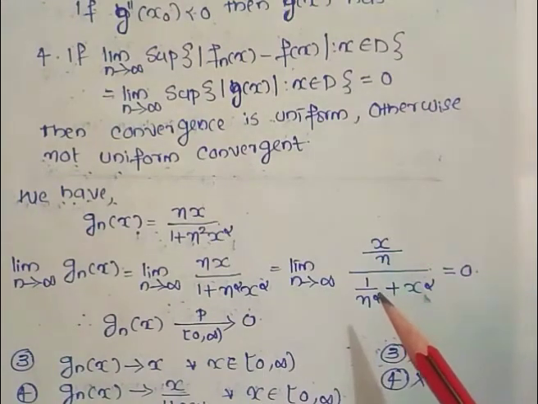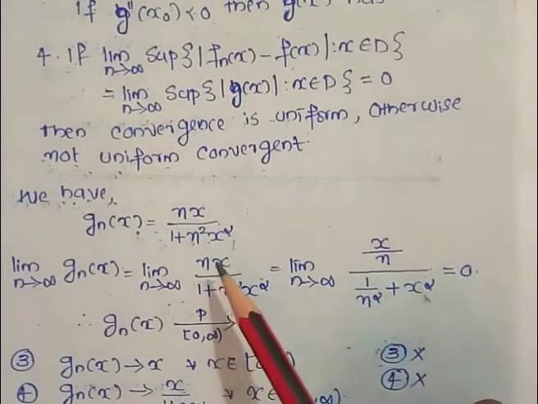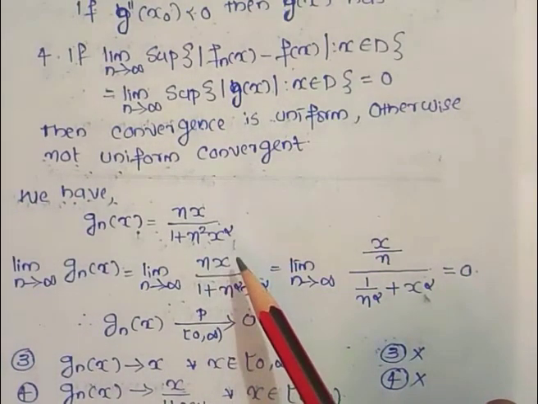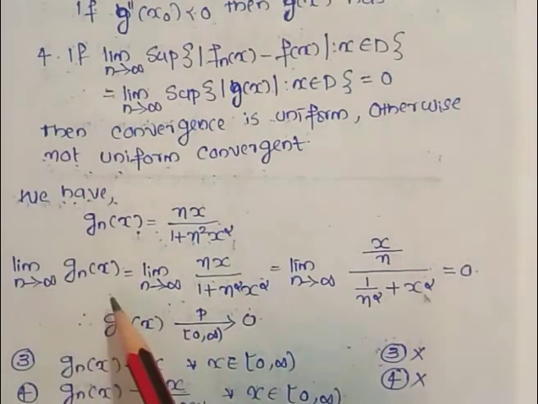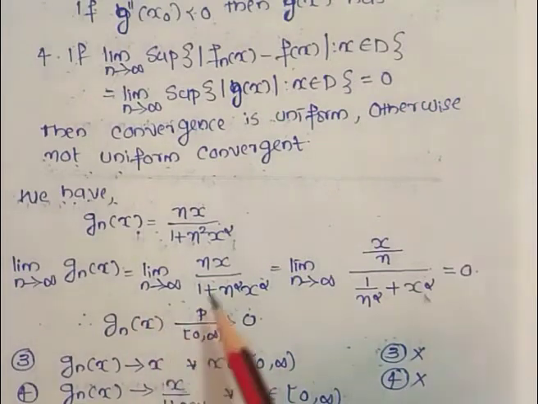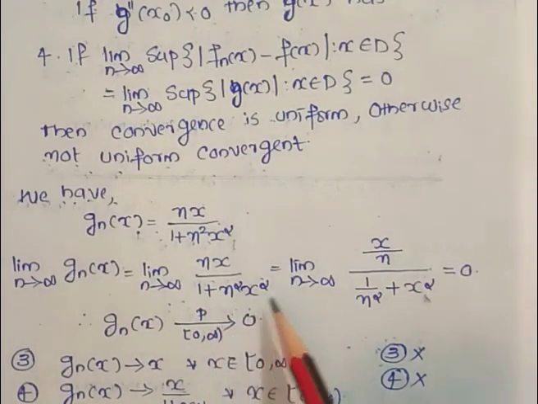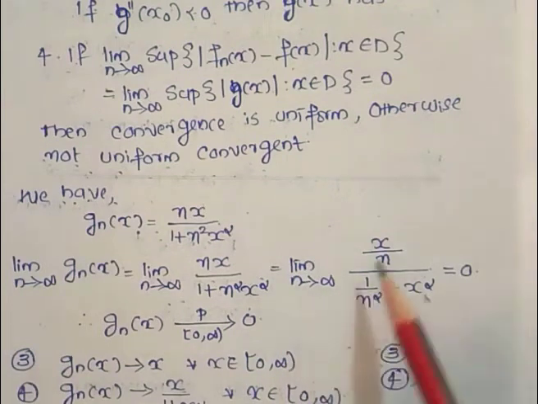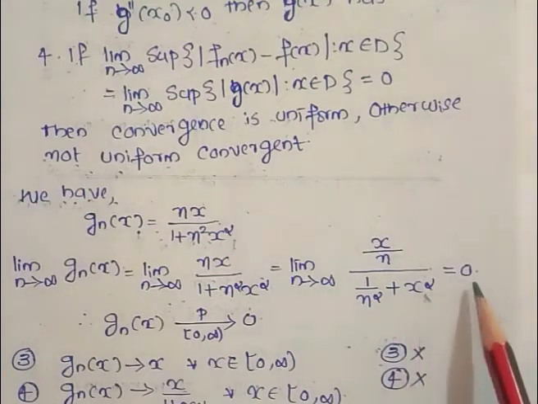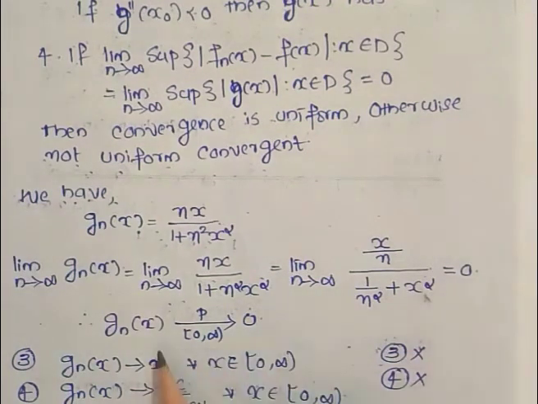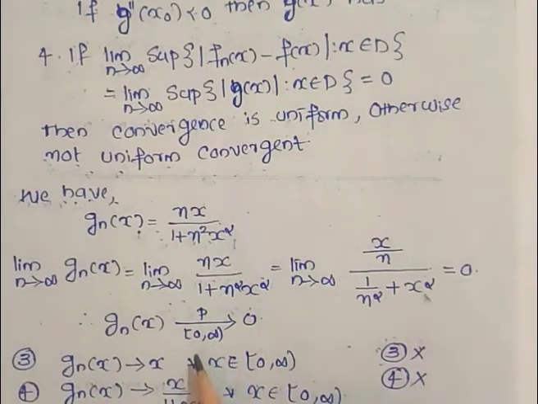Now we go to the question. We want to find the pointwise limit function. We have Gn of x is equal to nx divided by 1 plus n square x square. To find the pointwise limit function, limit n tending to infinity Gn of x, which is equal to limit n tending to infinity nx divided by 1 plus n square x square, which is equal to limit n tending to infinity (x divided by n) whole divided by (1 divided by n square plus x square), which is equal to 0. So we get the pointwise limit function of the sequence Gn of x is 0. That is, Gn of x converges to 0 pointwise on 0 to infinity.